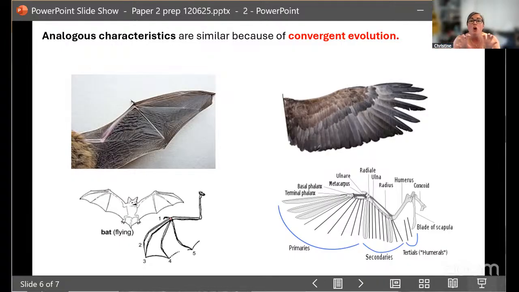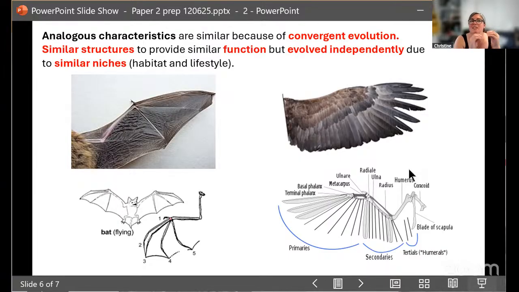So they share common ancestry because we'll go all the way back. However, they have actually not evolved from a divergent common ancestor. What's happened is they have similar structures to provide similar functions, but they evolved these independently. And they evolved these due to having similar niches. So when we look at the wings of the bat and the wings of the bird, these are analogous structures.